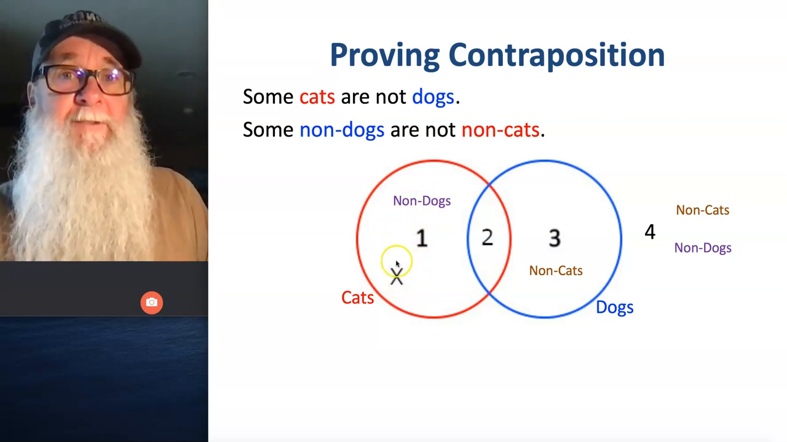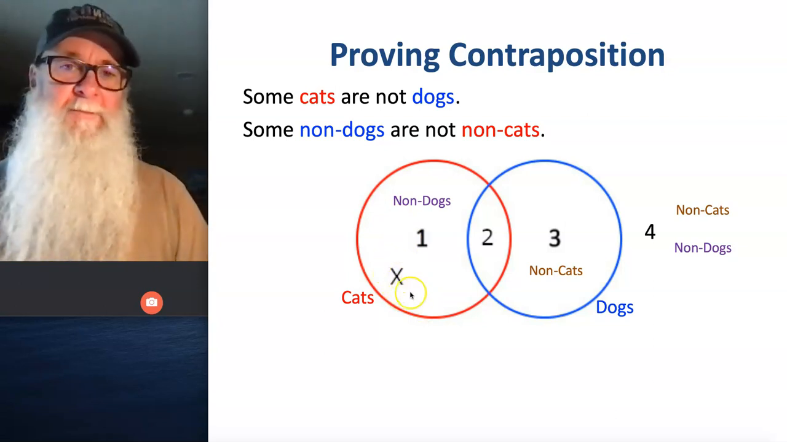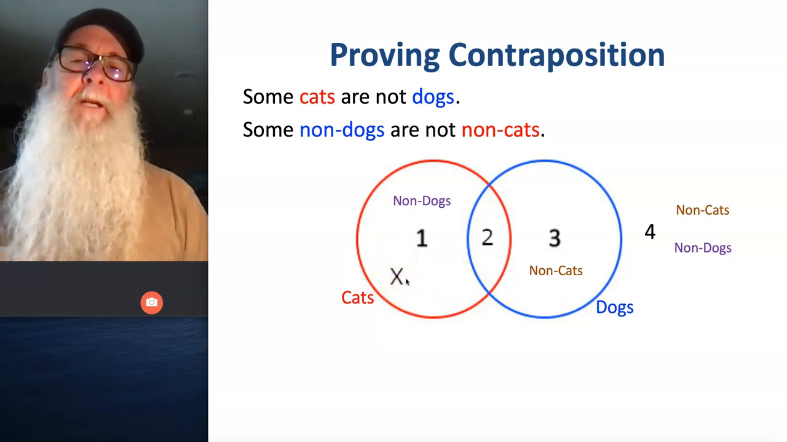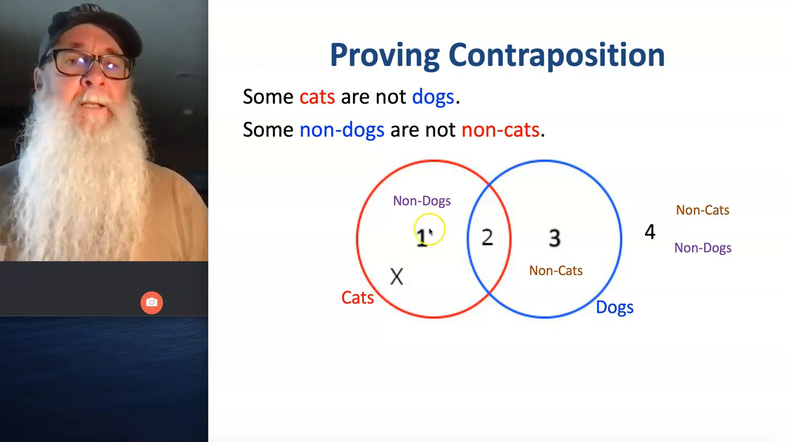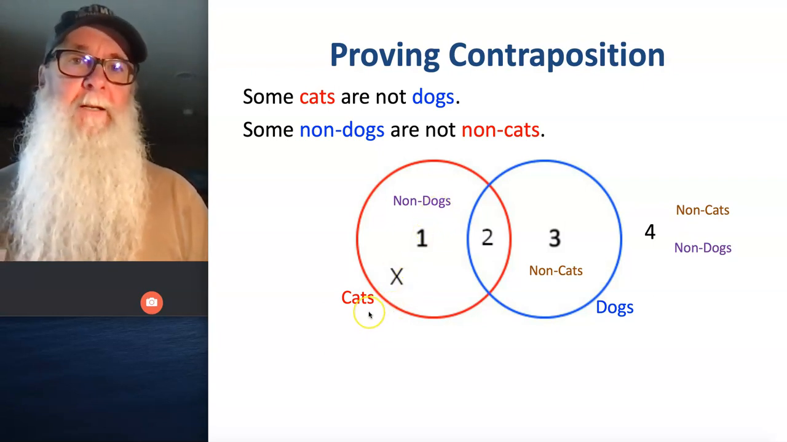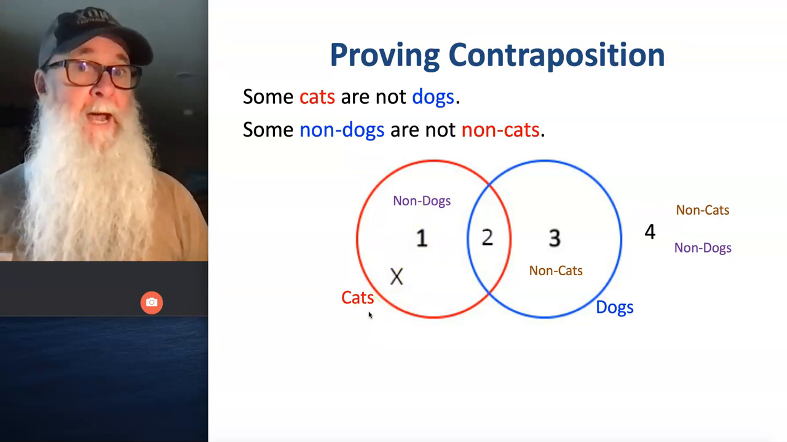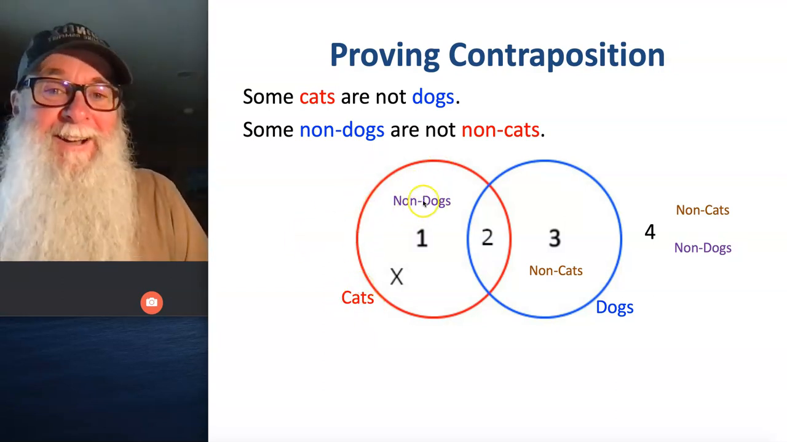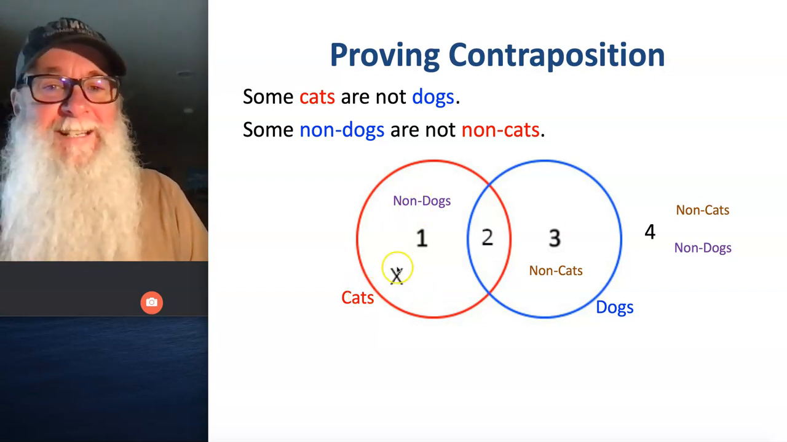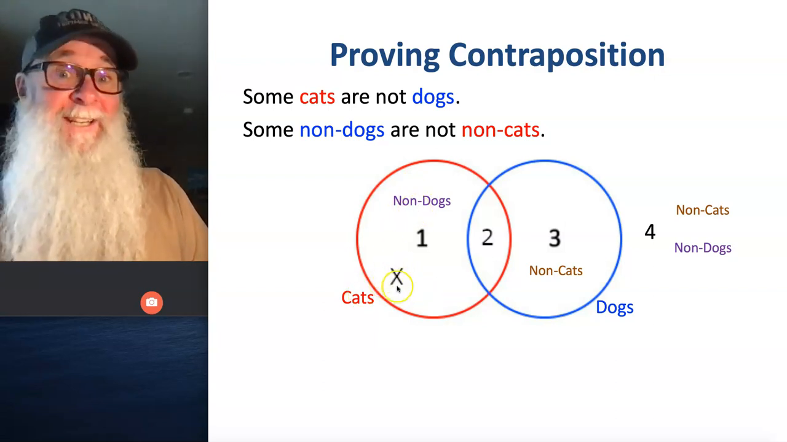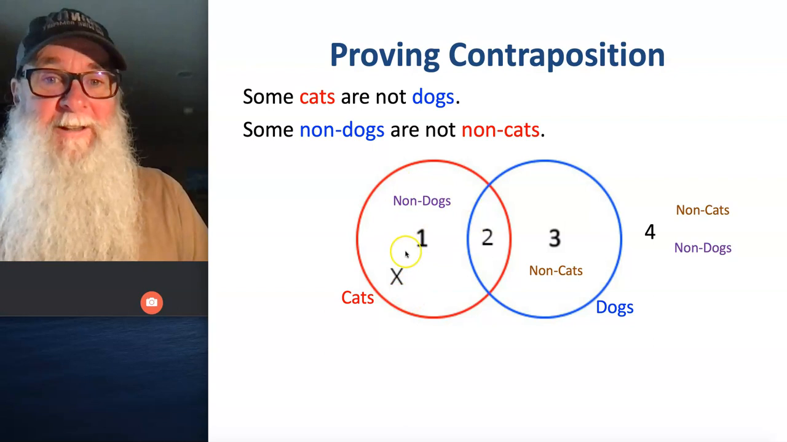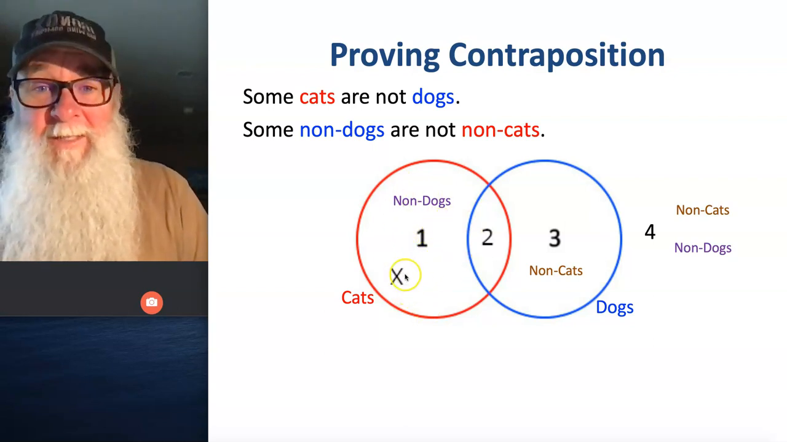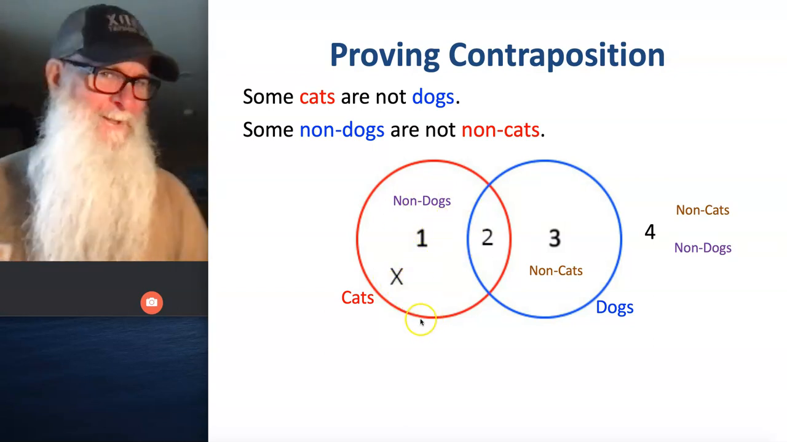Yeah, this diagram shows that because this X right here tells us there's something in Area 1, and that thing in Area 1 is a non-dog and it's a cat. So it's not a non-cat, it's a cat. All right? So this shows that some non-dogs are not non-cats. They're actually cats because they're sharing this space in the cat circle where we know at least one thing is. All right? Hopefully you followed that.